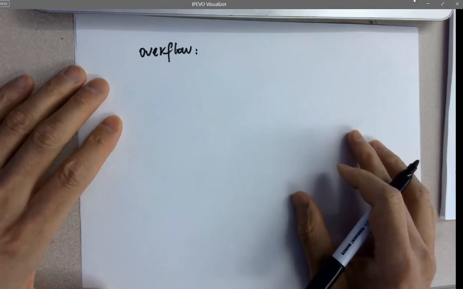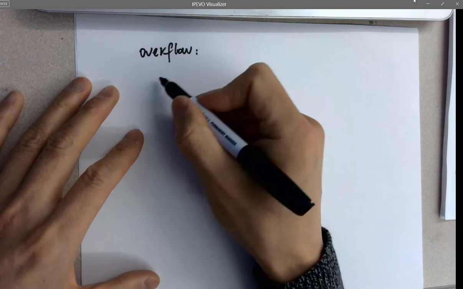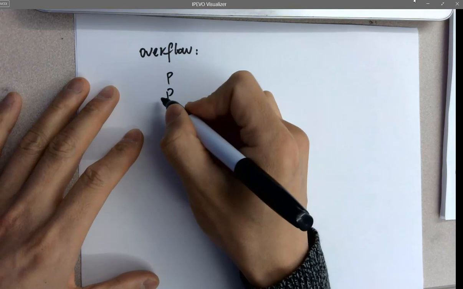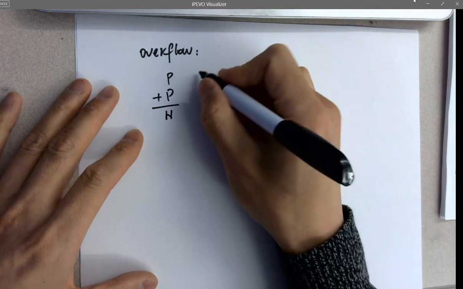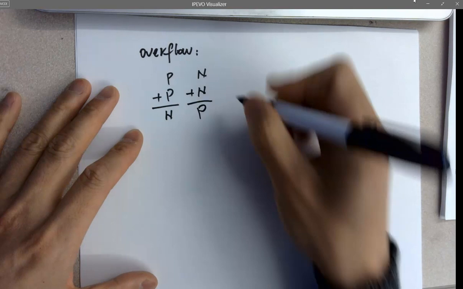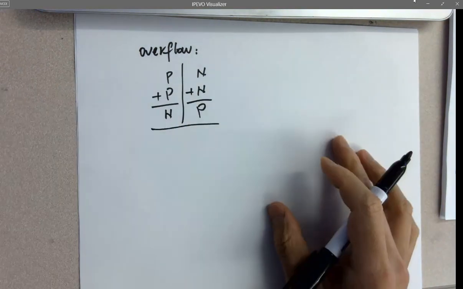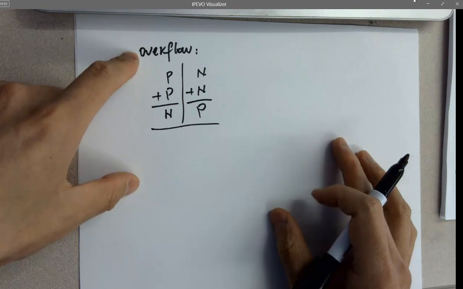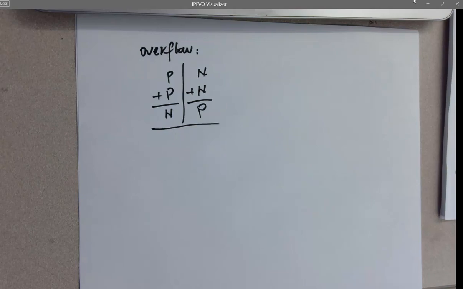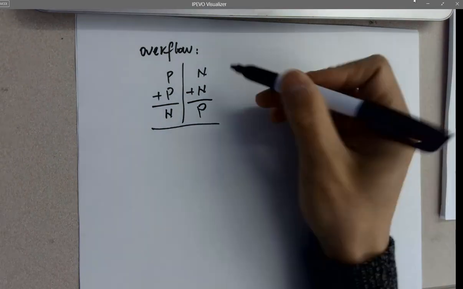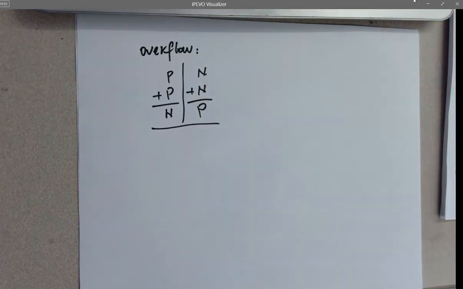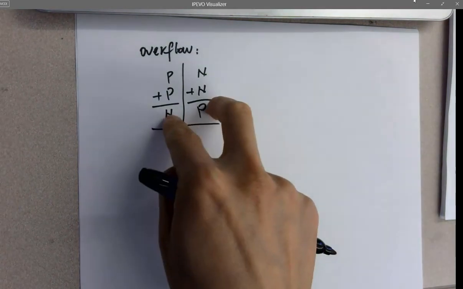For a certain concept, it has to meet these two criteria. The first one is a positive number plus a positive number giving a negative number, or negative plus negative giving a positive number. Only these two situations should be counted as overflow for two's complement. If you get a carry out, the C2 carry out, but the two numbers are either PN or NP, even if you got a carry out, it's not overflow.